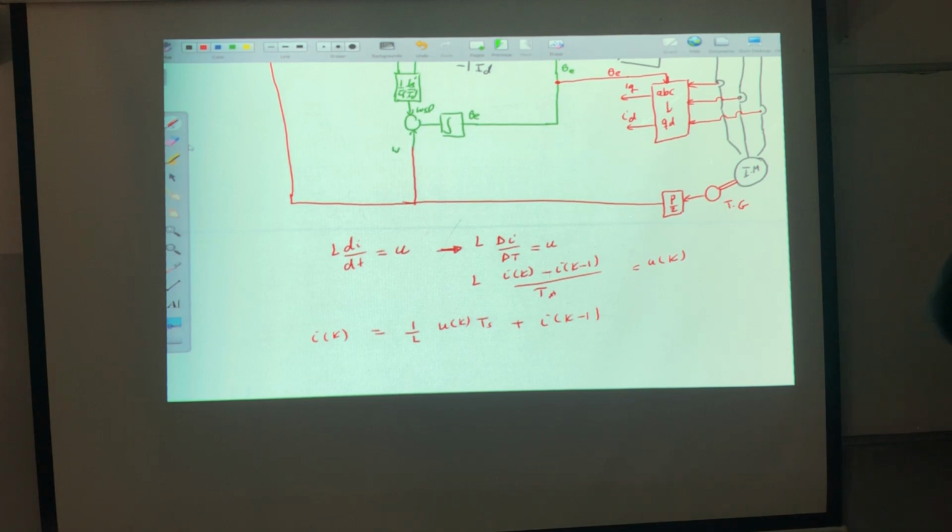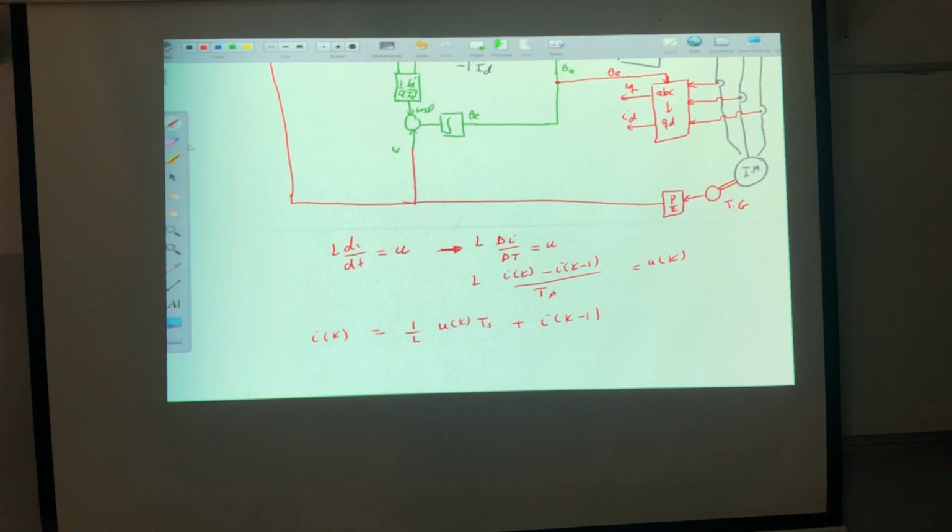Now while you are running the system, in this case omega E will be omega R. Why? Because omega S slip is not calculated yet. Yes. Good? So there's a mismatch. This is the cause of transients.